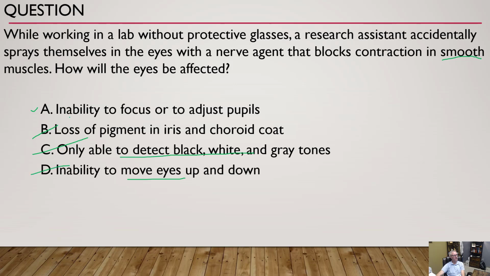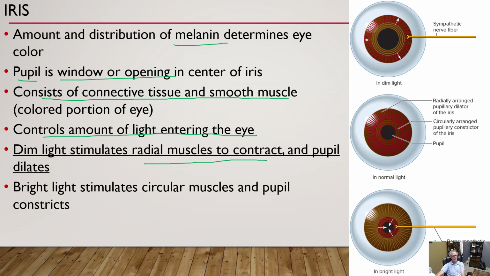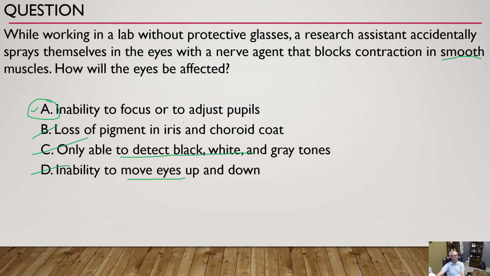All right, inability to focus or adjust pupils. You can't control whether or not your eyes dilate. That's going to be smooth muscle. So if we go back up here, and I purposely didn't say this, sympathetic, parasympathetic, that is our autonomic nervous system. That's smooth muscle, adjusting pupils.